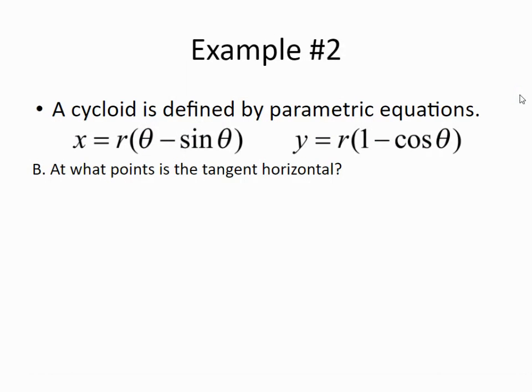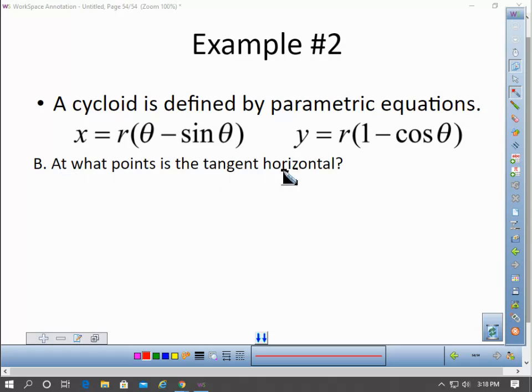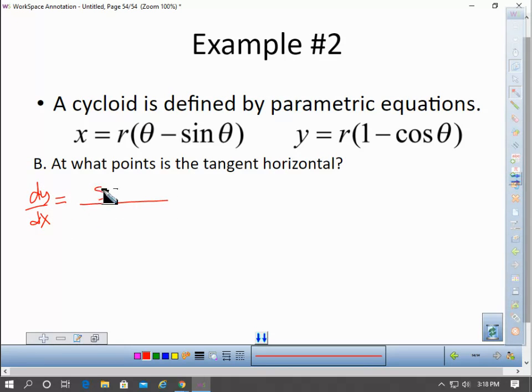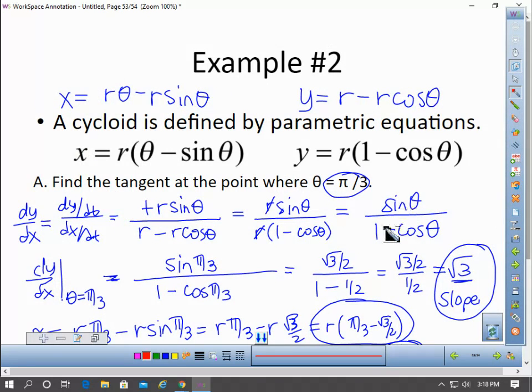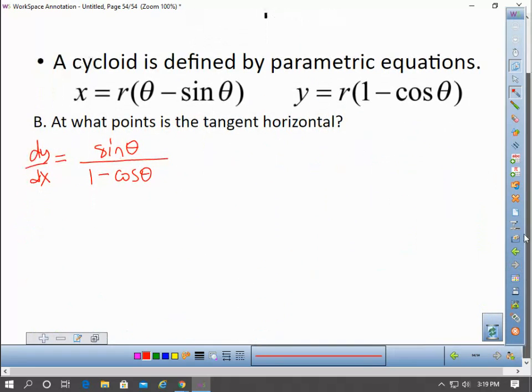All right, so this is the same problem, the same set of parametric equations. I just wanted to do some more about at what point we have a tangent that's horizontal. If you remember, I'll just write down, we won't calculate it again, our derivative was sine over 1 minus cosine. That was the derivative we found on the previous slide, because these are the same parametric equations.